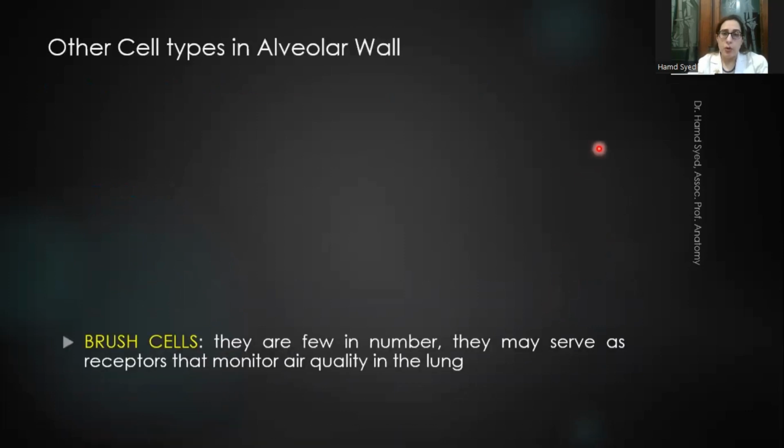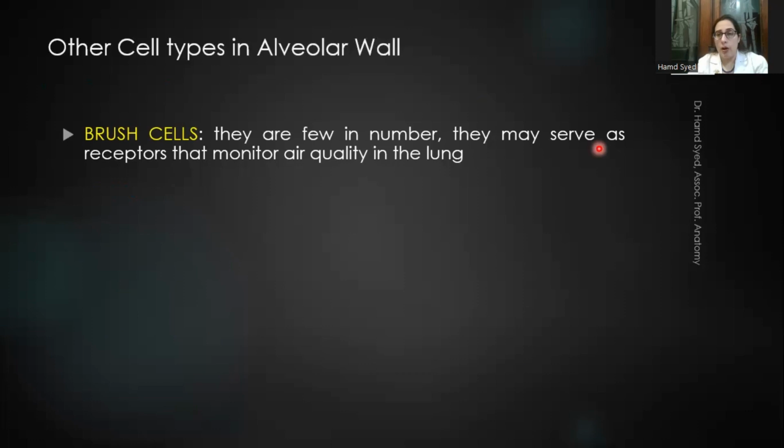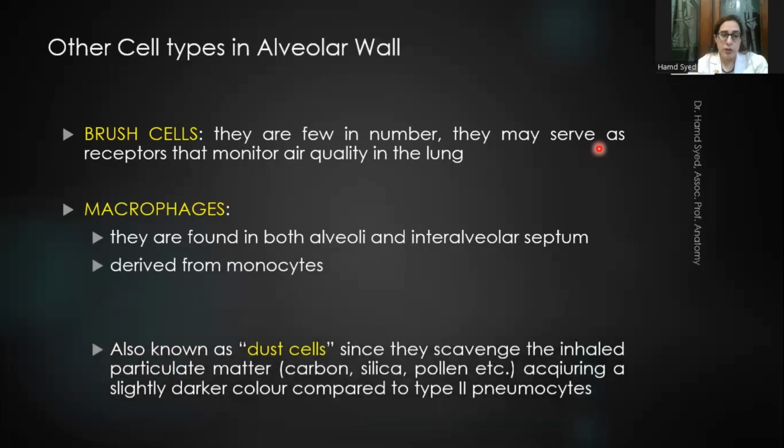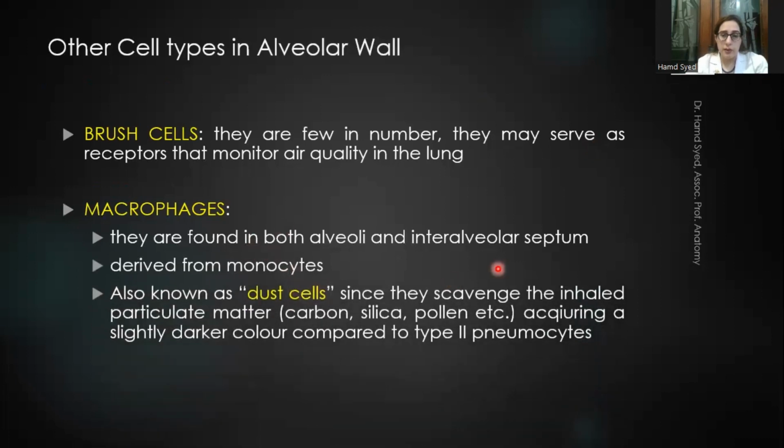There are other cell types also in the alveolar wall. Remember, there are brush cells. They are few in number, but they may serve as receptors that monitor the quality of air in the lung. Also, as I showed you in the diagram, are the macrophages. They are found in both alveoli and interalveolar septum. They are basically derived from monocytes. They're also known as dust cells. This is because they collect the inhaled particulate matter, that is the carbon particle or silica or pollen, and then they acquire a slightly darker color in comparison to the type 2 pneumocytes.